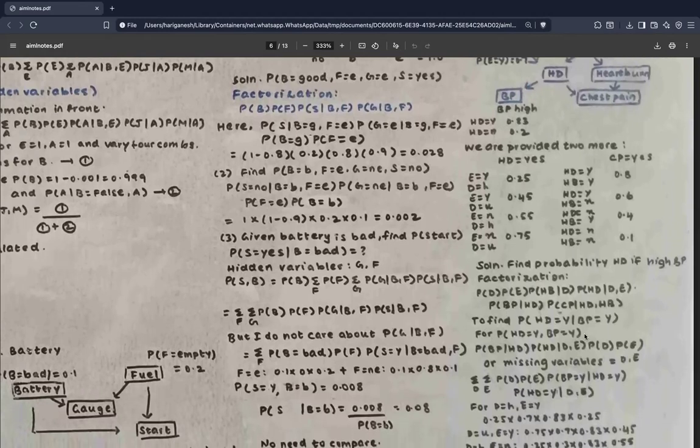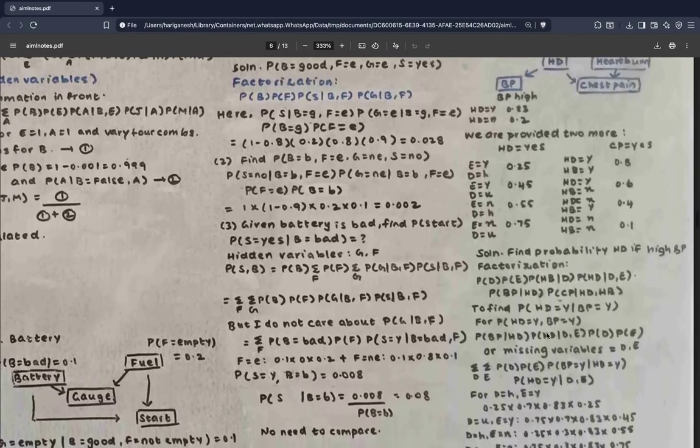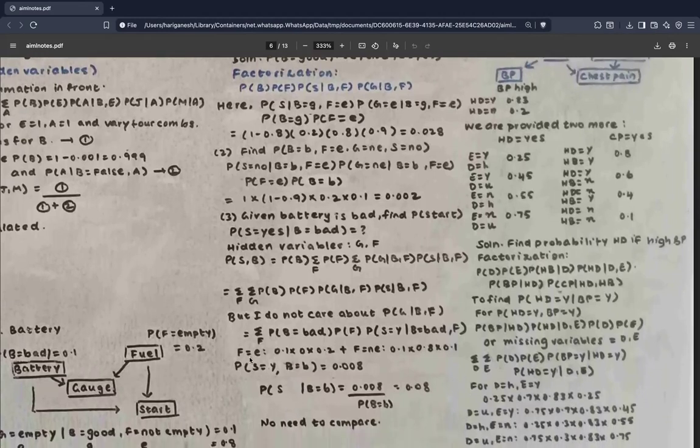For this, again, if you recall, here we tried to calculate P of S comma B to evaluate P of S given B, because we later divide by P of B equals B. So we do the same thing here. We want to find P of HD comma BP. And again, we have the missing variables D and E. So we take them out, we add the summation, and then we include all the terms.